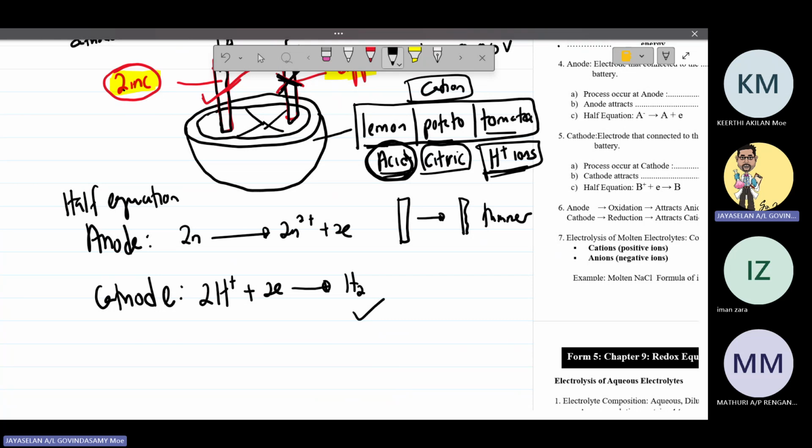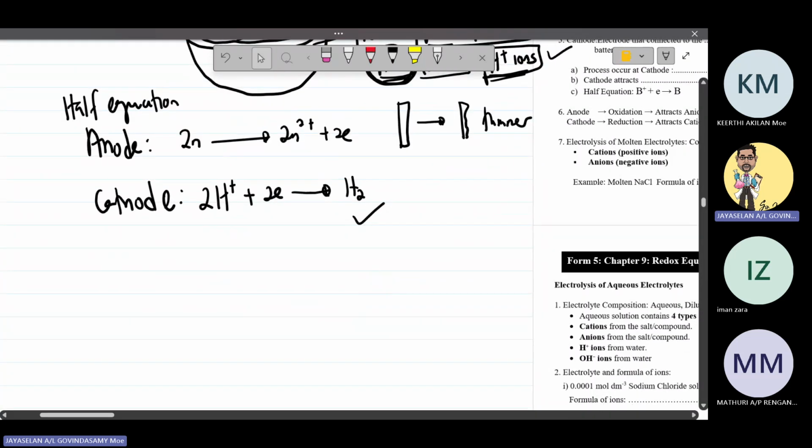Acid has the hydrogen ion. The hydrogen ion is the one responsible for showing the acidic properties. So choose the hydrogen ion. Hydrogen ion is chosen to be discharged. Any question? No question, right?